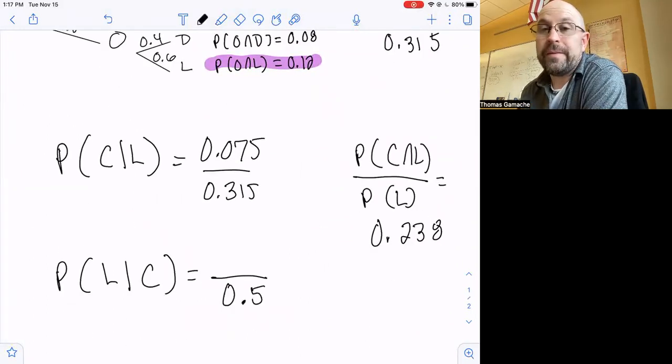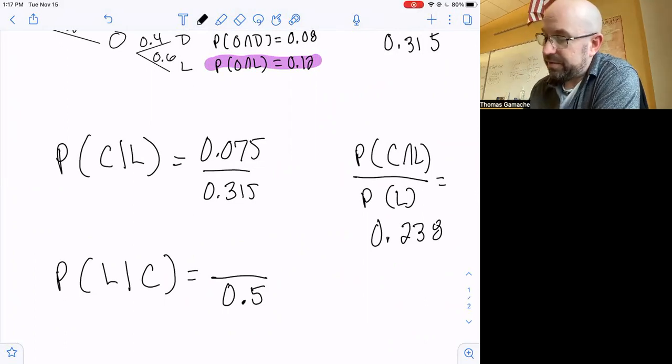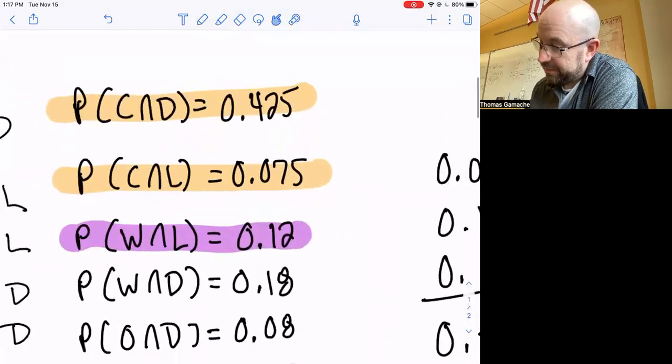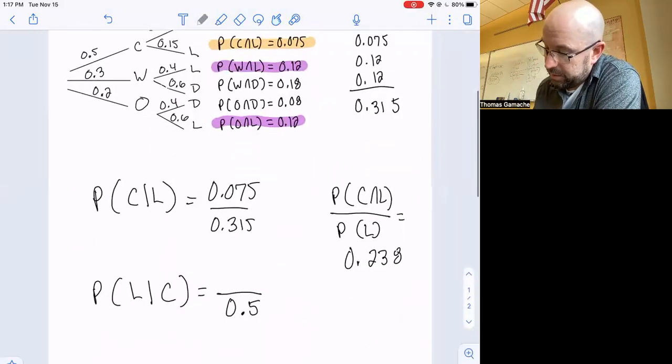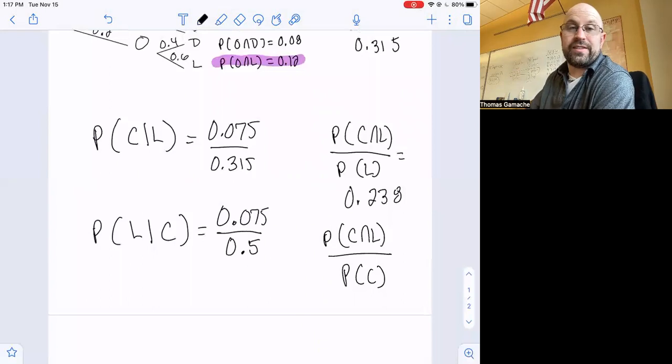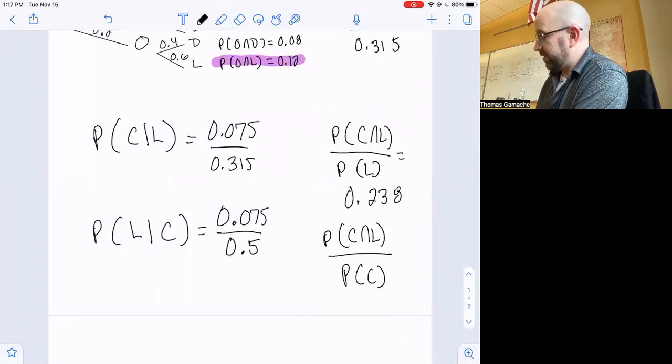Out of that 50%, how much are laptops? Let's take a look. 0.075. Okay. So what I did was I set up the probability of being from California, and then on top here, I did the probability of being from California and being a laptop. So if I divide this out, probably going to get something a lot lower than what I was expecting. 0.075 divided by 0.5. Yeah, about 15%. That's pretty low.